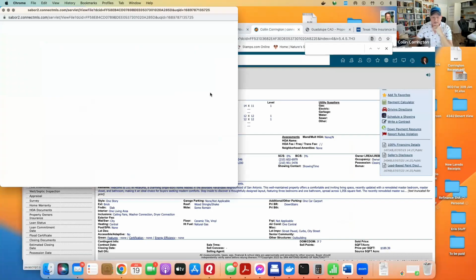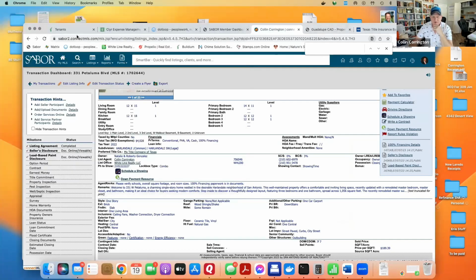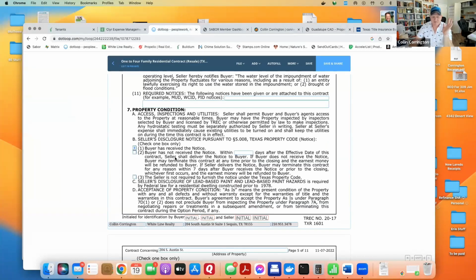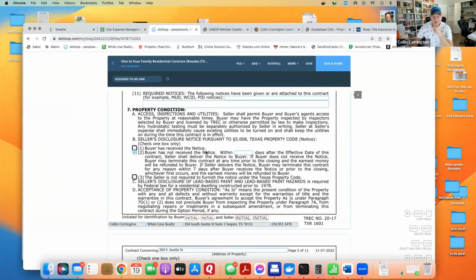It's already in here. I got the seller's disclosure right here. So go ahead and print that out, put it in Dotloop, whatever you got to do. But I have received it if it's in the listing. I have not received it. Buyer's not received it yet.